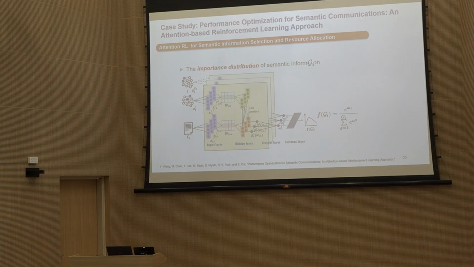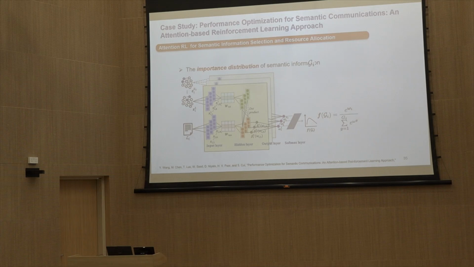We look at the attention-based reinforcement learning for semantic information selection and resource allocation jointly. The importance distribution of the semantic information is determined by the attention value. Here the attention value is determined by the network of attention reinforcement learning. We have the input layer connected to the hidden layer and provide the output with the softmax layer.